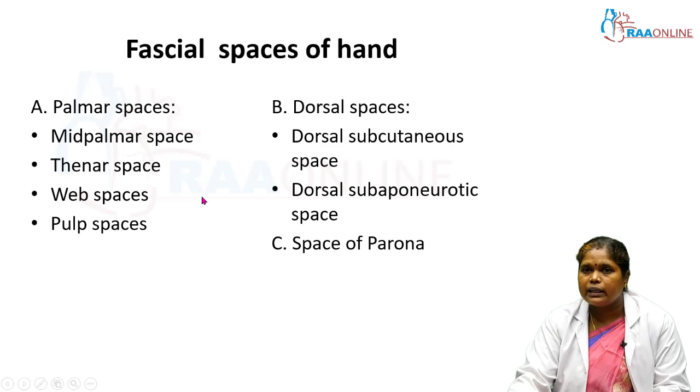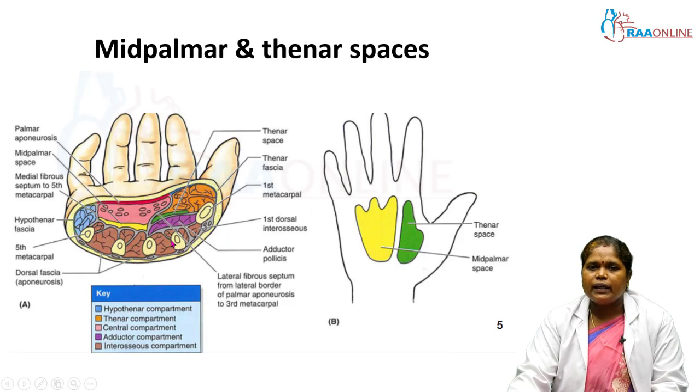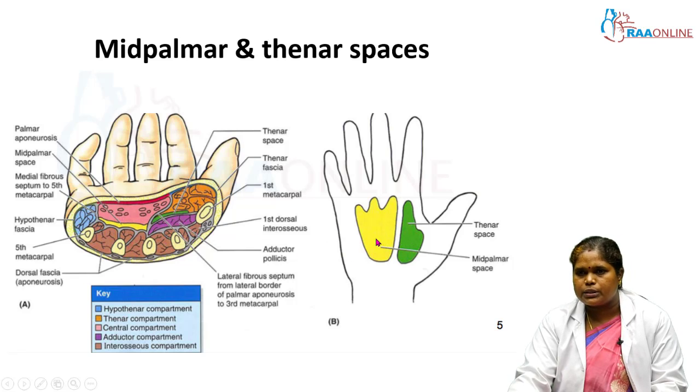So, this is the classification of fascial spaces of the hand: palmar spaces, dorsal spaces, and the space of Parona. The palmar space is further divided into mid-palmar space, thenar space, web space and pulp space. The dorsal space is divided into dorsal subcutaneous and dorsal subaponeurotic space. Here again, this is to understand the thenar space and hypothenar space. The thenar space is in the lateral part, and the mid-palmar space is in the medial aspect.